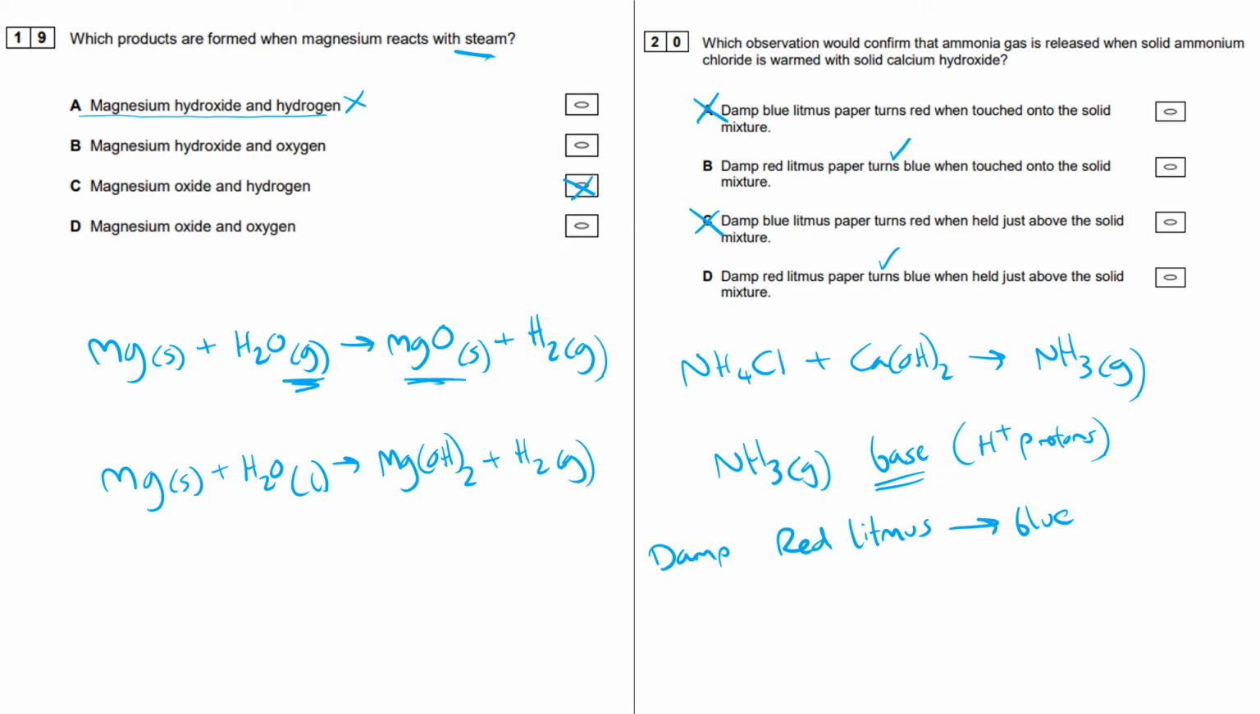It's going to be one of those when touched onto the solid mixture or when held just above the solid mixture. Because it's a gas, you want to hold the litmus paper just above it. If ammonia gas is present, the damp red litmus will turn blue. Now, we can't touch it onto the solid because calcium hydroxide is also a base and would also turn the litmus paper blue. So B is incorrect, D is correct.